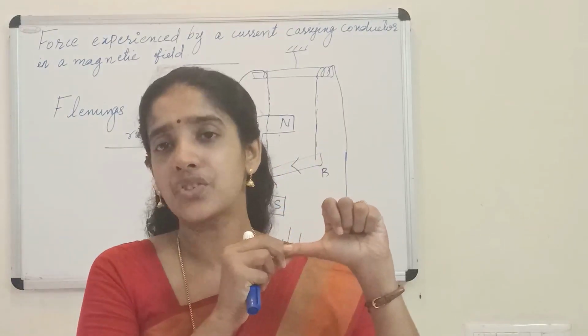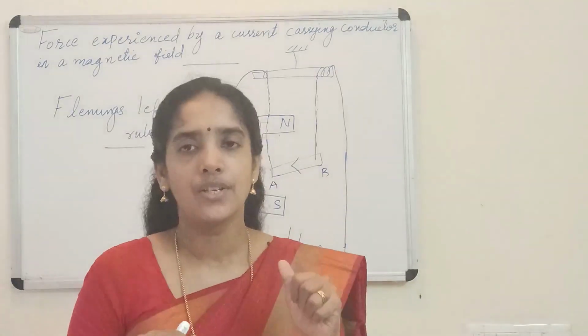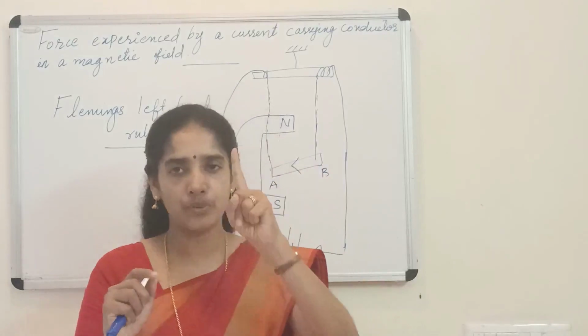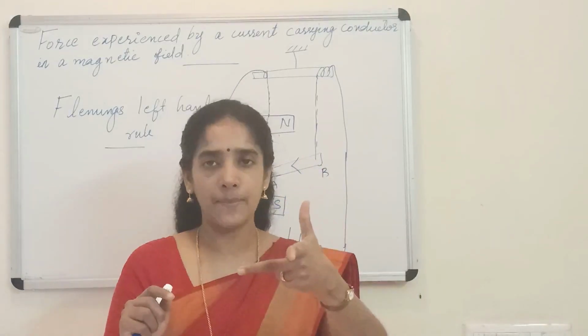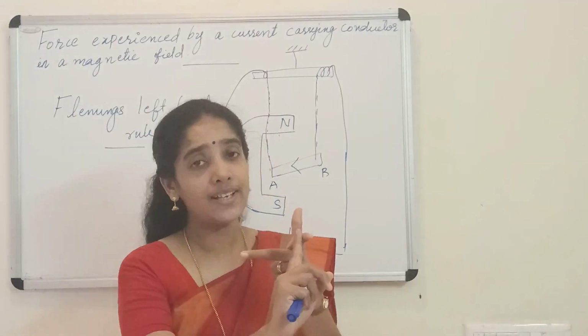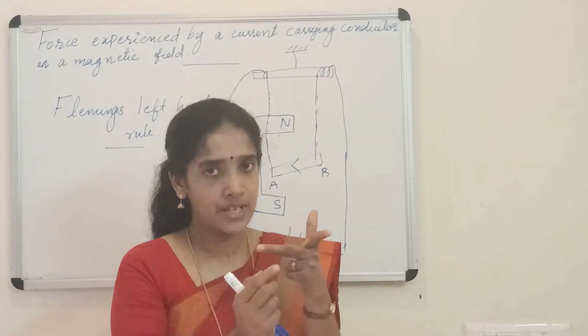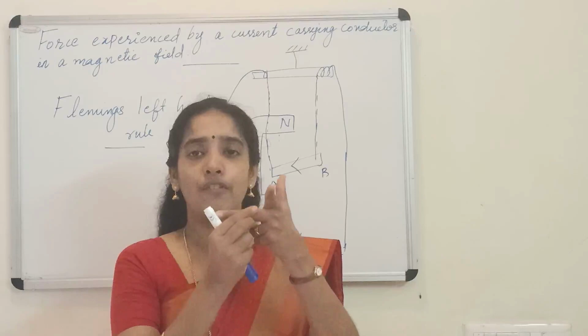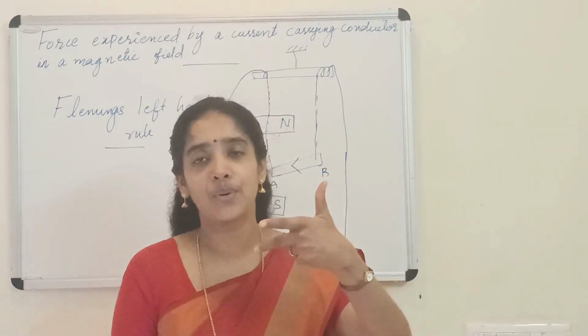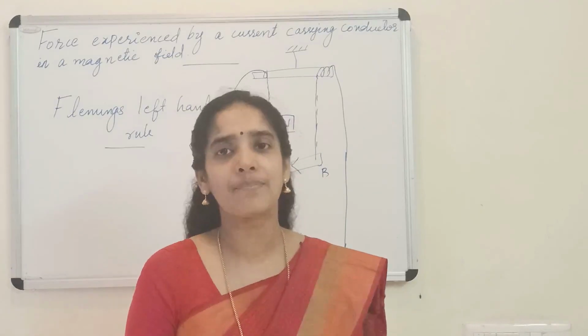Motion is always in which direction? In the direction of the force. So what Fleming's left hand rule says: stretch your forefinger, center finger and thumb in mutually perpendicular directions. If the forefinger is in the direction of the field and the center finger is in the direction of current, then the thumb represents the direction of motion or direction of force.